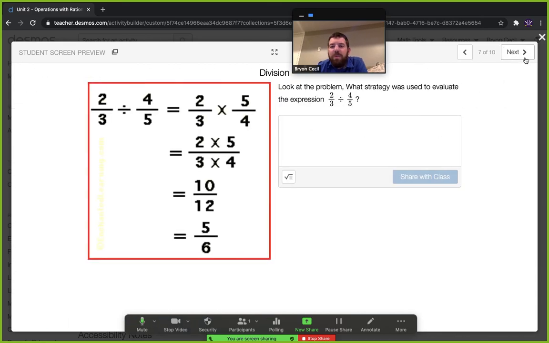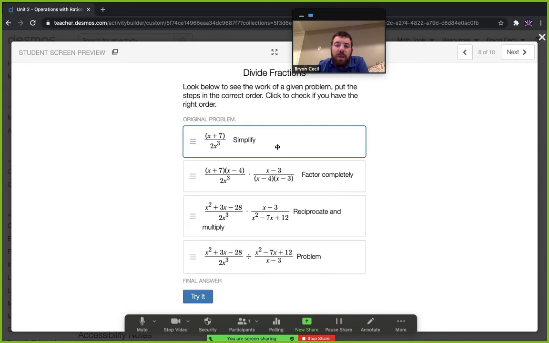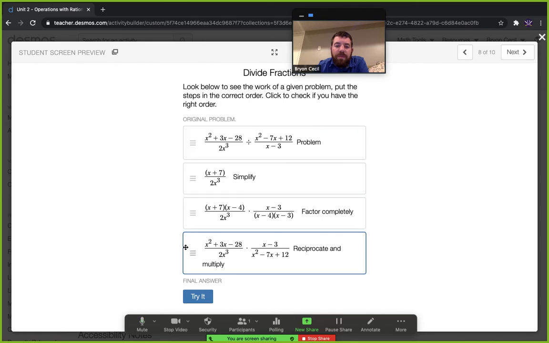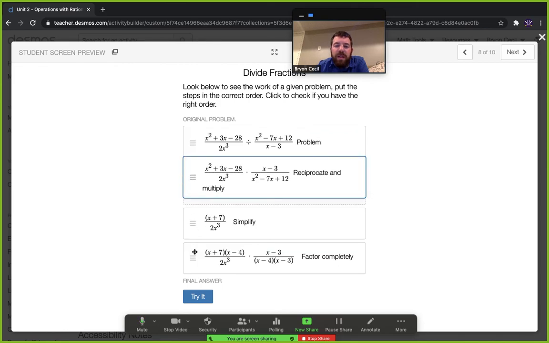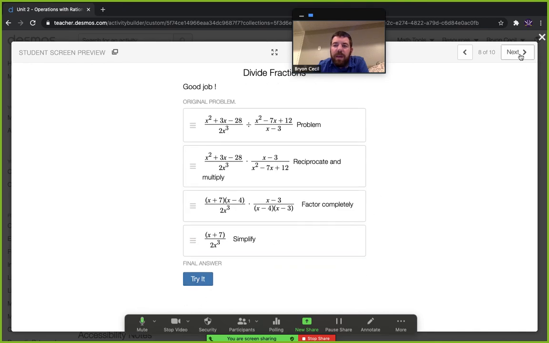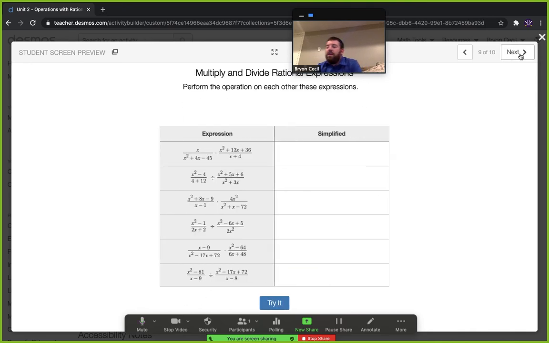So look at this problem. What strategies did we have? Basically, guys, on this, just know that when you divide, you flip and you multiply. You change the 4/5 to a 5 over 4, then you still multiply across and reduce. So again, guys, you have your problem. You reciprocate and multiply. You factor completely, and then you simplify. Are you ready to do a couple problems here that we have?